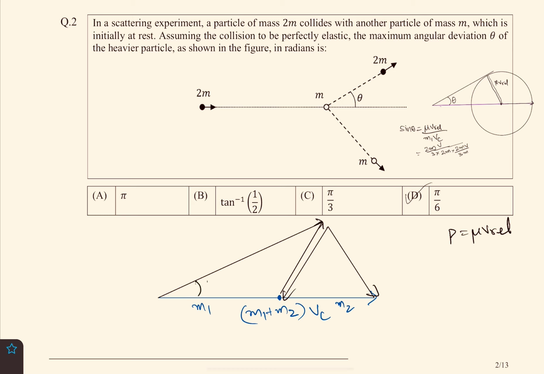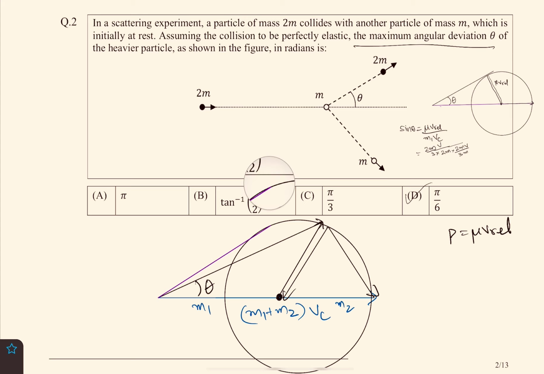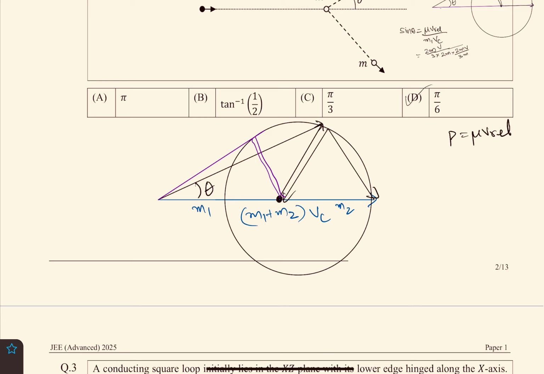So here we have been told that this angle, we have to find the maximum angular deviation. So by this idea, what we can say is that you can take this point as the center and you can draw a circle. You can draw a circle of radius μ v relative. Now when you draw this circle, so when will you get the maximum deviation? When you are having the tangent, isn't it? When the final momentum of the first particle is along the tangent. So that is the idea I have used to solve this question. Okay, so it is an idea which is given in Irodov, the theory book of Irodov, mechanics book.